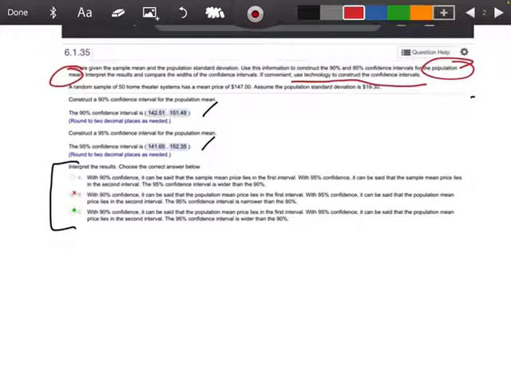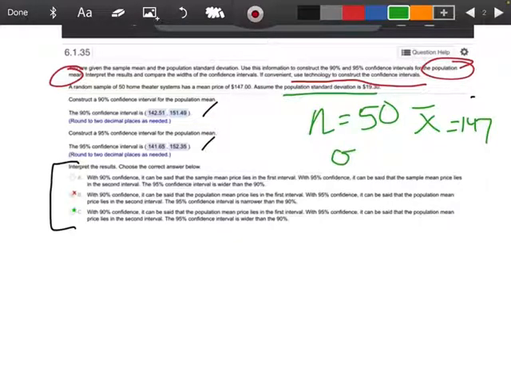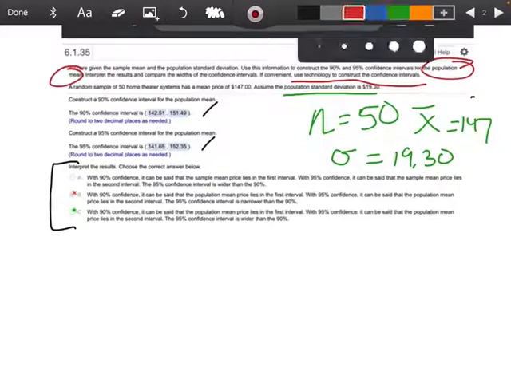So a couple of things I'm going to write down. When I read the first part of the problem, it says a random sample of 50 home theaters. So that's telling me that my N is 50. Has a mean price of $147. So my X bar is 147. And it says assume the population standard deviation. So my population standard deviation sigma is $19.30. Okay, so again, just to reiterate what it is we're trying to do, we're constructing the 90% and 95% confidence intervals for the, I want to emphasize this again, population mean.